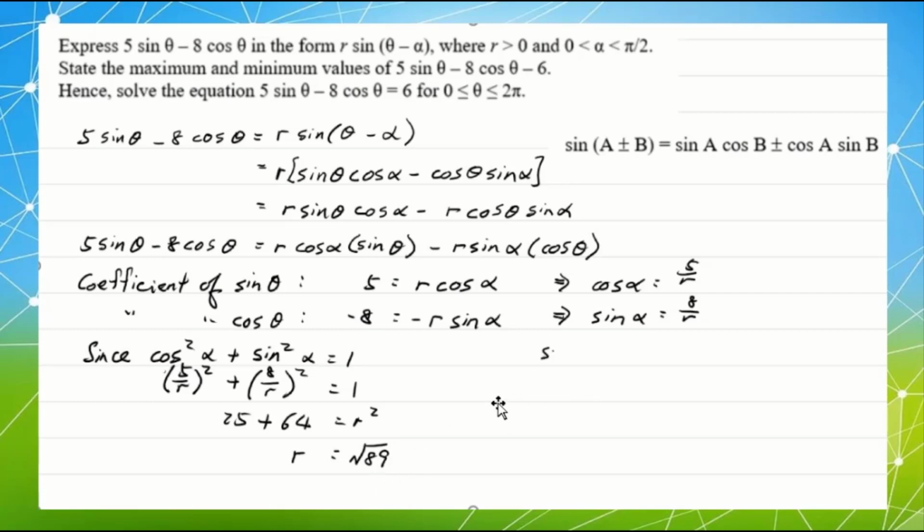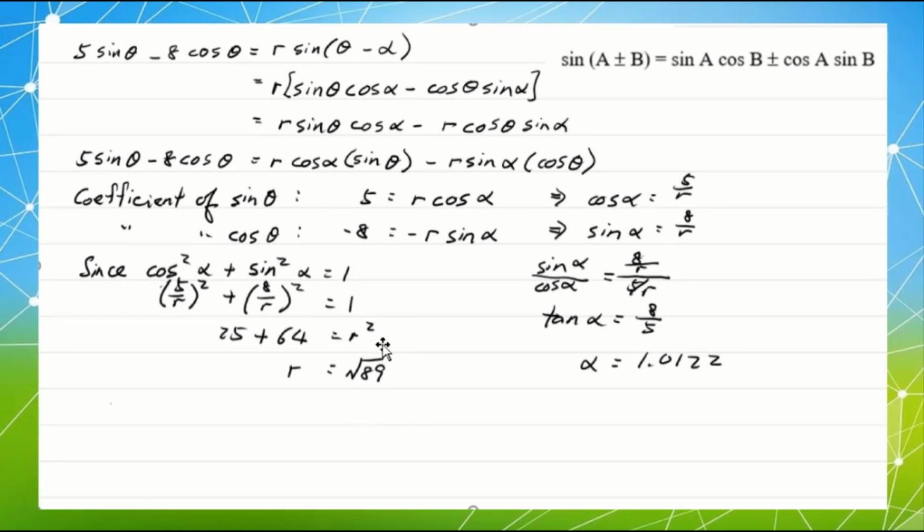Then now we go to alpha. So we use sine alpha divided by cos alpha equals 8 over r divided by 5 over r. Sine over cos is tangent. Then after simplifying this, we will get 8 over 5. That means alpha is equal to arctangent 8 over 5, which is 1.0122.